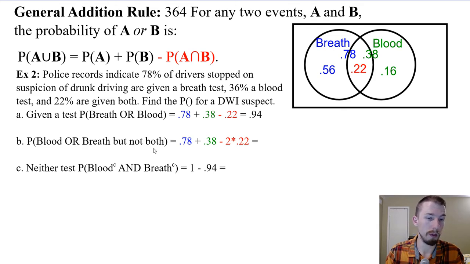Probability blood or breath, but not both. So this would be the exclusive. So now we're going to subtract the middle one twice. So it's going to be 22% less than that one, which would be 72. You could also do the 56%, the disjoint only breath, plus the 16% only blood. That would give us 72% as well. Neither test. Once I know that the sum of those together, that they were tested, was 94%, I could find the complement by just subtracting it from 1, which would give me 6%.